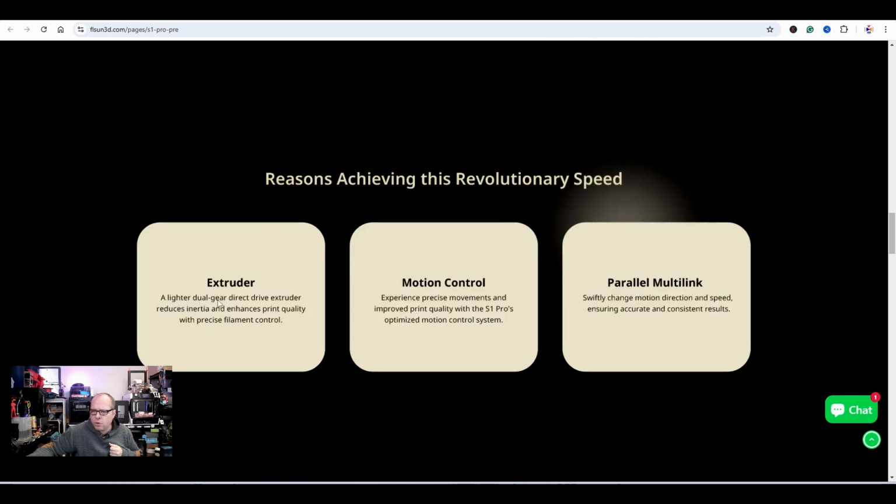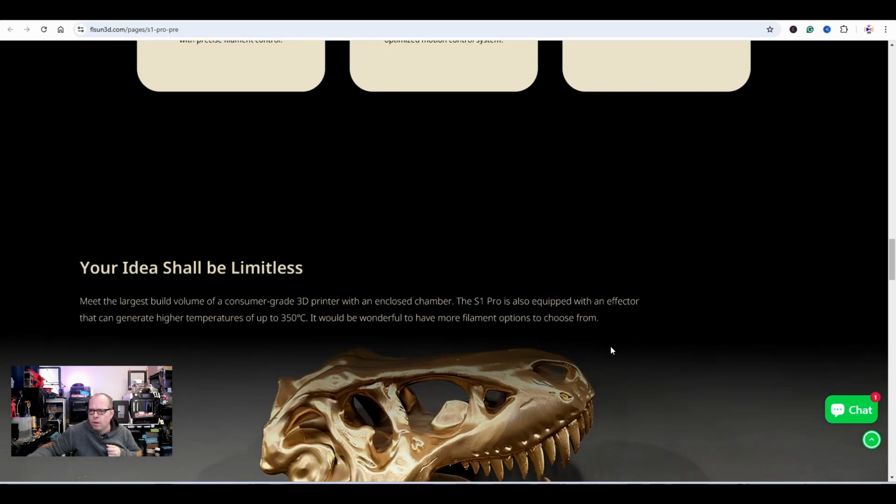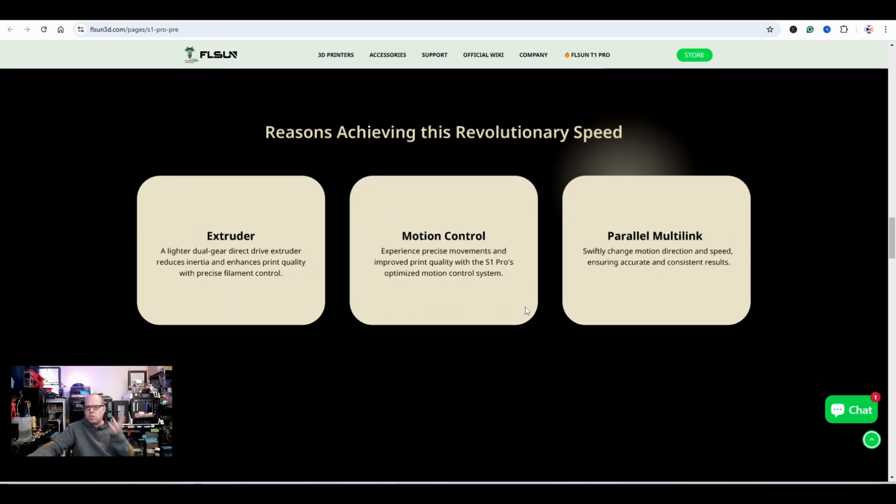A lighter dual gear direct drive extruder, optimized motion system, parallel multi-link. What does that mean? Swiftly change motion direction and speed. Basically sounds like, yeah, basically the same. Only a little bit different motion system control, like I'm guessing, input shaping, stuff like that, to prevent the movements from being visible when going to higher speeds. You don't want to have those ringing and ghosting on the sides of your models.